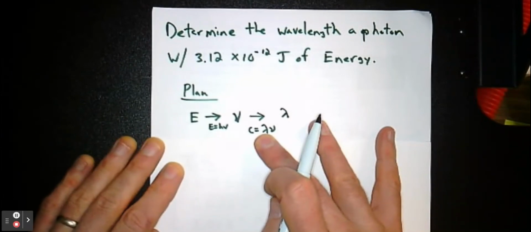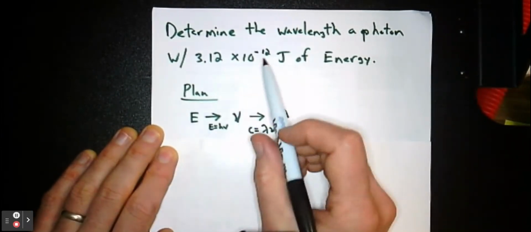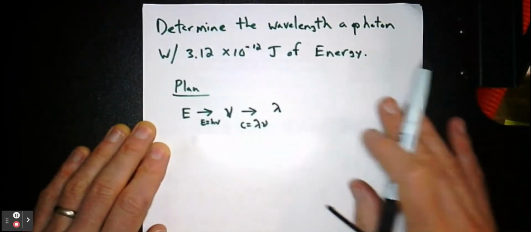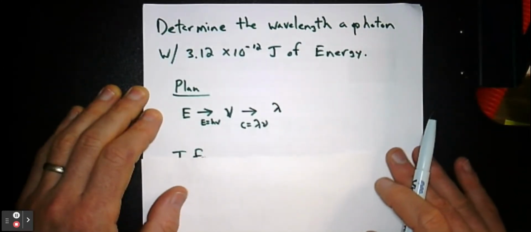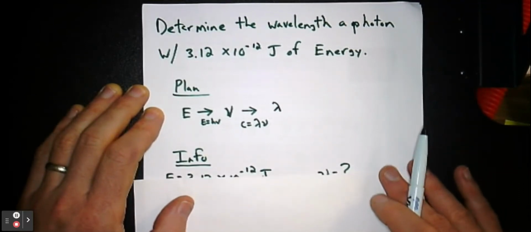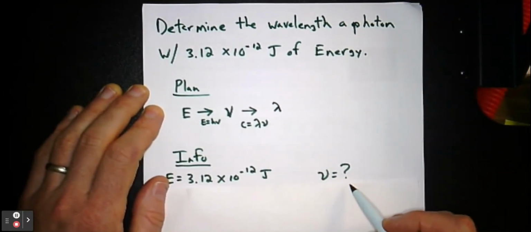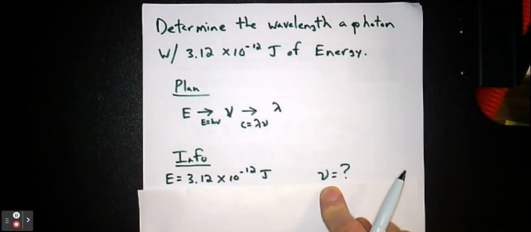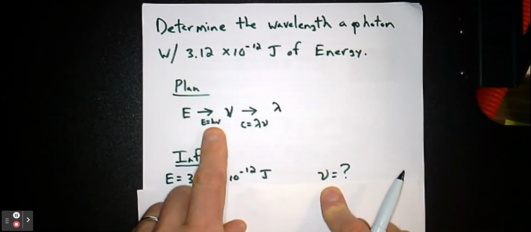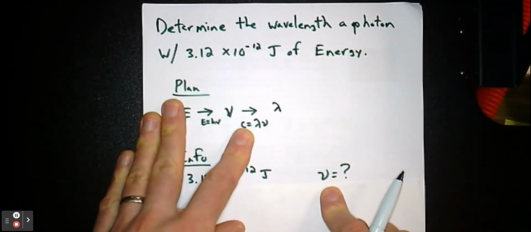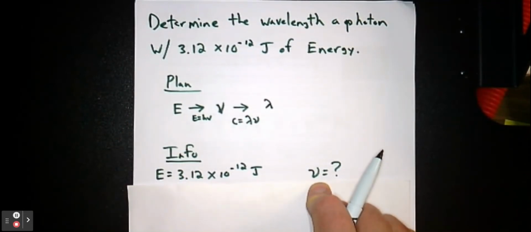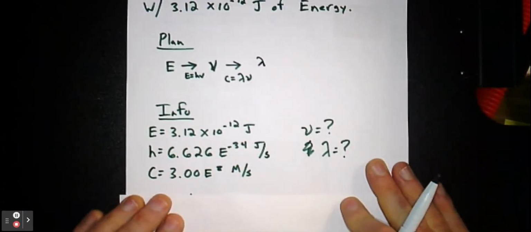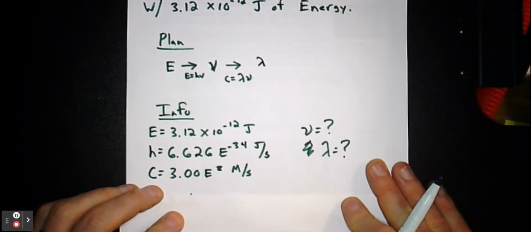All right, so my info: what do I know? I want to know the wavelength, and this is the amount of energy. Here's my energy, and my frequency is what I want to find first. I also know Planck's constant and the speed of light. Light always travels at 3.00 e to the 8th meters per second. So that's what I know.